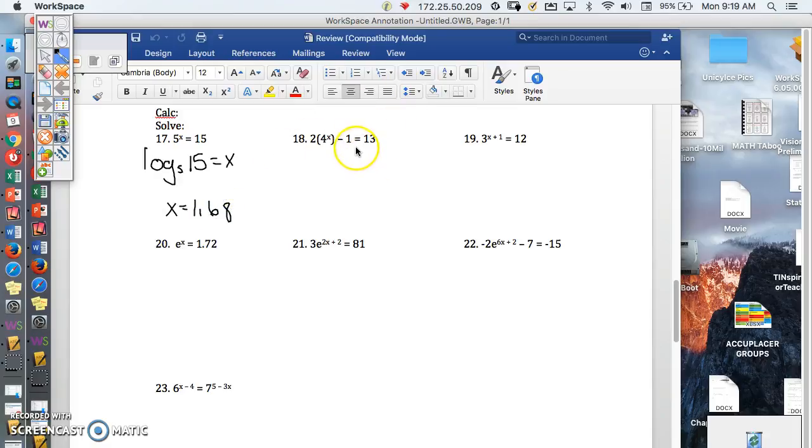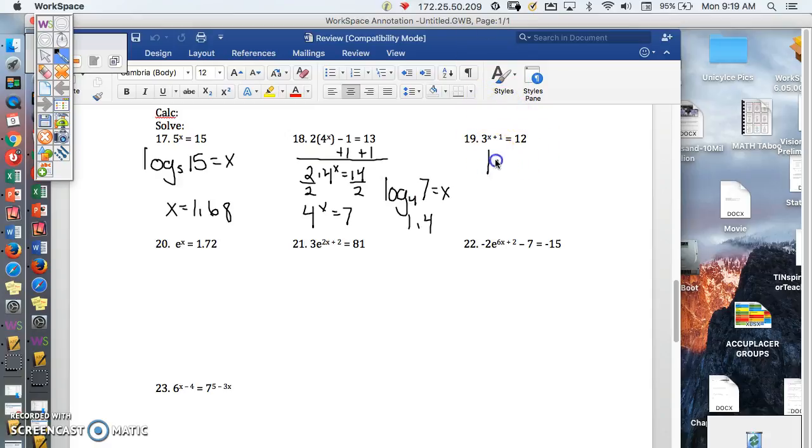So this next one we have to do a little solving first. Plus 1. So 2 times 4 to the x equals 14. Divide by 2. So 4 to the x equals 7. So rewriting it as a log, log base 4 of 7 equals x. And you should get around 1.4.